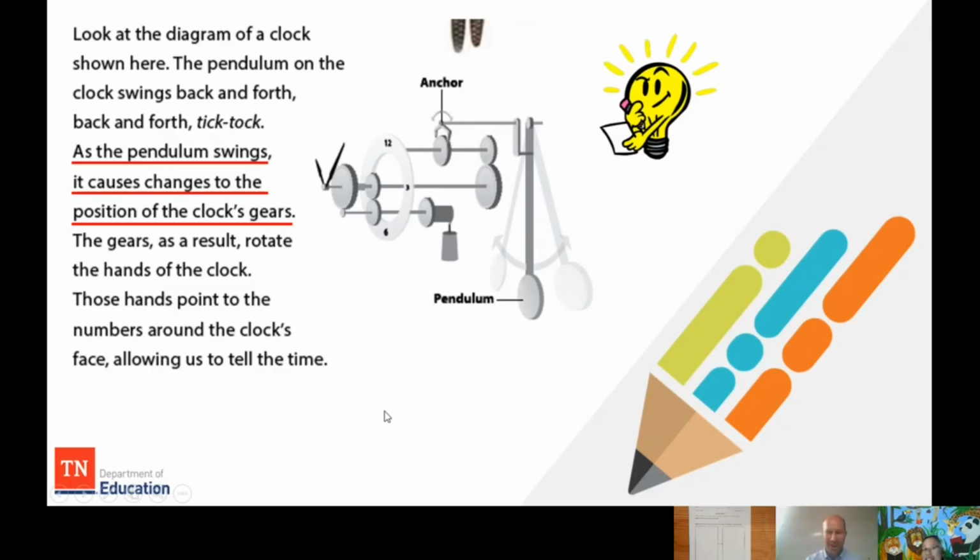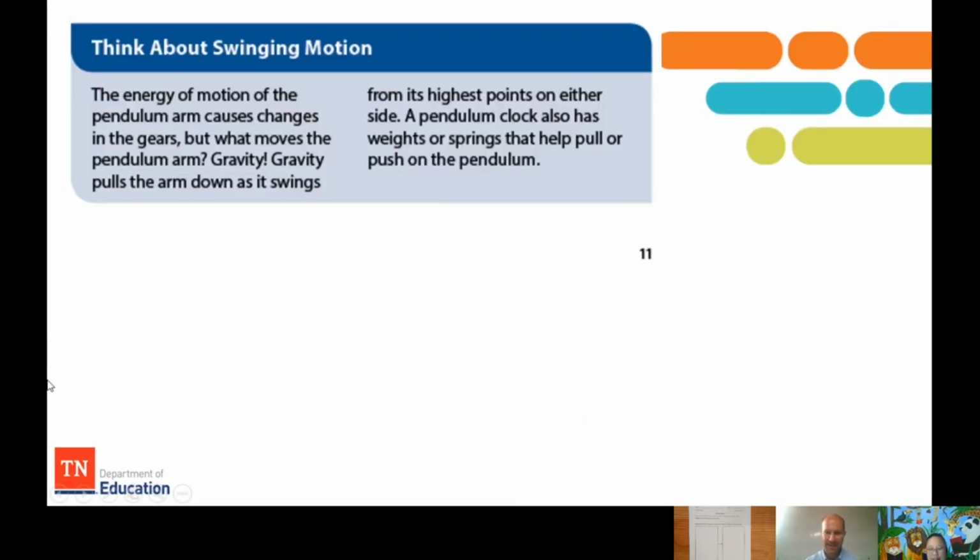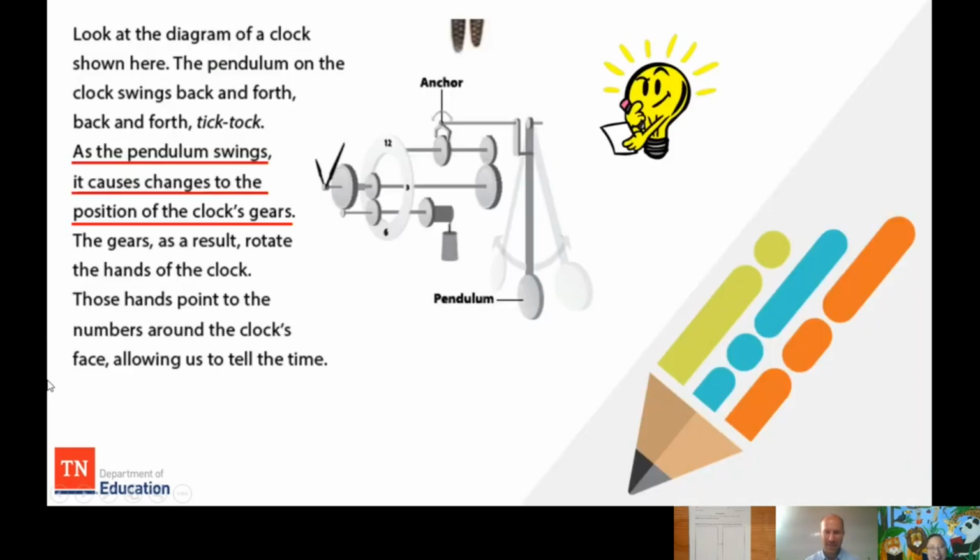It's interesting we're talking about energy because it appears that there's only one type of energy involved with this pendulum, and that's the energy of the swinging pendulum. But there's actually another source of energy here. If you look right above the word pendulum, there's a little hanging part there. It's just a mass. And what's happening with the clock is that little mass is pulling down. It's falling all the time, and it falls really slowly.